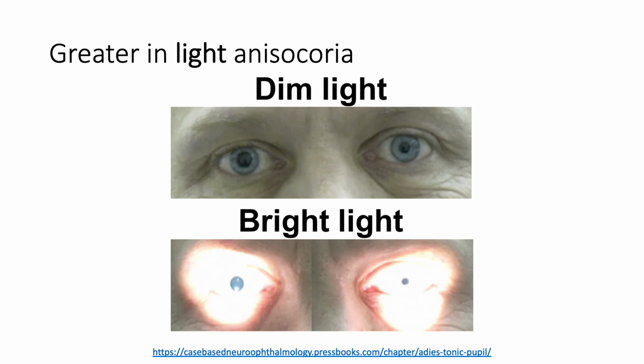Switching gears, we're now going to talk about anisocoria that's greater in light. In these cases, the bigger pupil is a problem and it is unable to constrict well in light, as you can see in this image where the patient's right pupil is larger with dim light and remains dilated with a bright light.